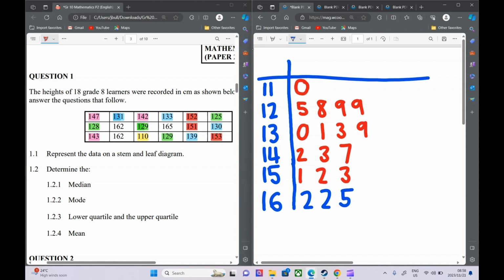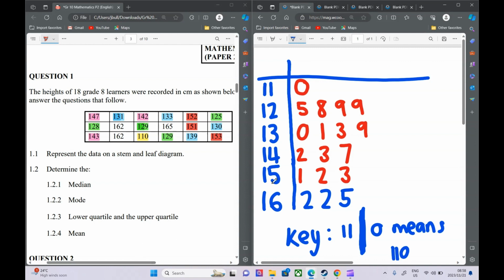A stem and leaf diagram, we also always need a key. So what you say is, somewhere, you're just going to write key. And if I say, let's say this, okay, that means 110. So all we're doing is just showing, if I write it like that on the stem and leaf diagram, that means 110. So that is our first question there. Represent the data on a stem and leaf diagram. Nice, simple, and it's a little bit tedious.